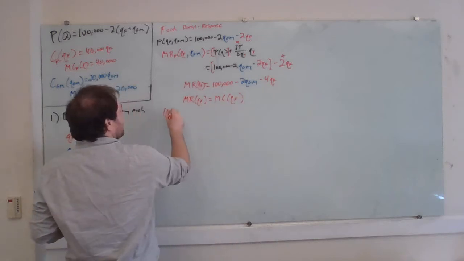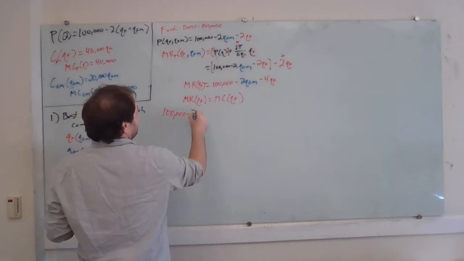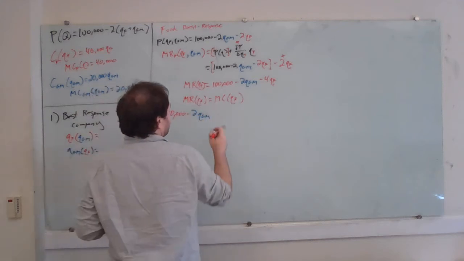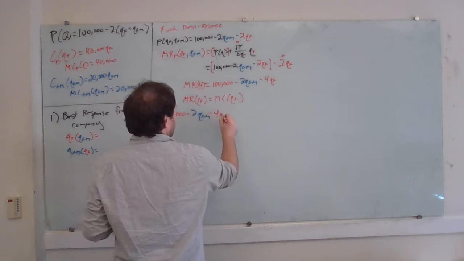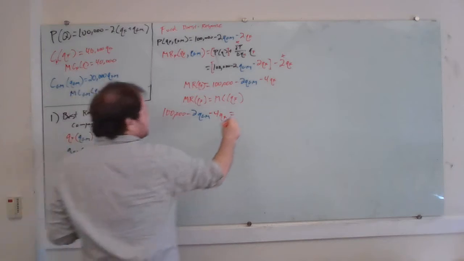So we'll produce where 100,000 minus 2 QGM minus 4 QF is going to equal Ford's marginal cost, which is 40,000.